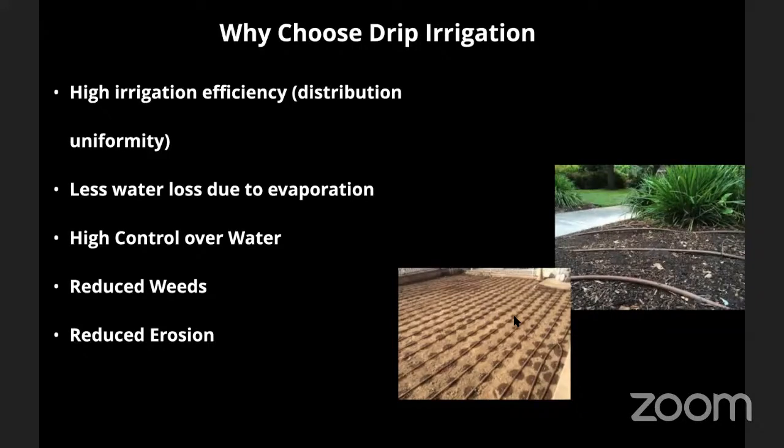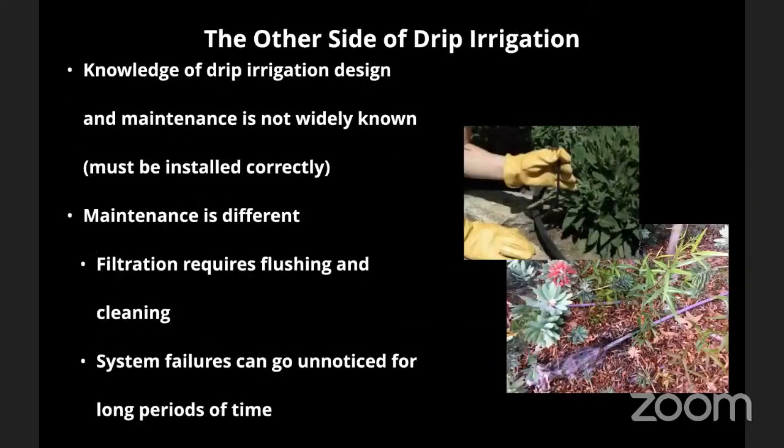And because you do have so much flexibility in the distribution of it, it can lead to reduced erosion compared to big impact sprinklers or sprinklers that put out a lot of water on slopes. So that's another advantage of drip. However, drip isn't always perfect, and we'll mention some of these aspects later.